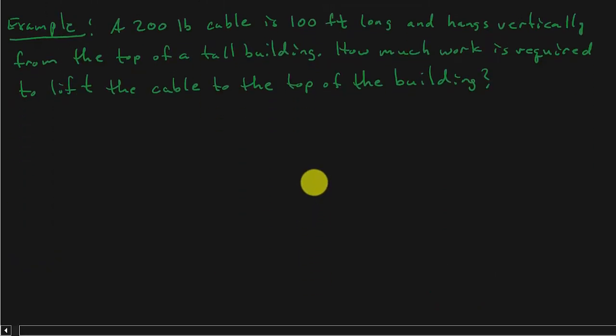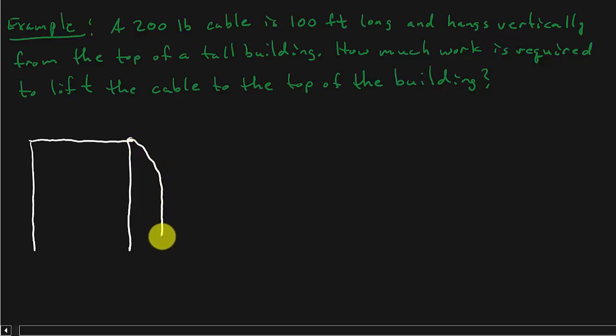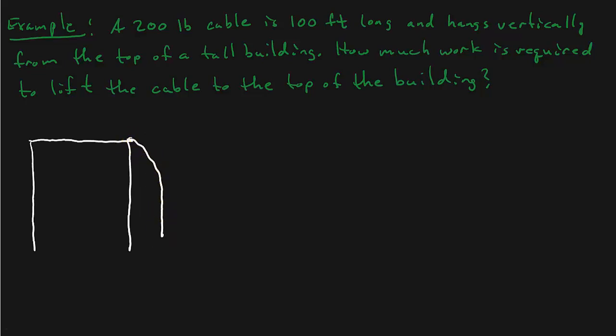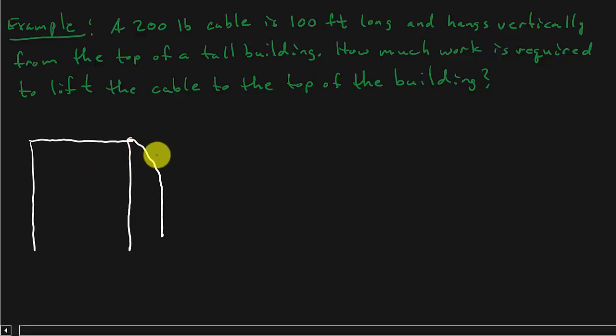All right. So how about this one? We have a 200-pound cable that is 100 feet long and hangs vertically from the top of a tall building. How much work is required to lift the cable to the top of the building? Well, let's draw a picture first. All right. So here's the building, and here's the cable hanging off.